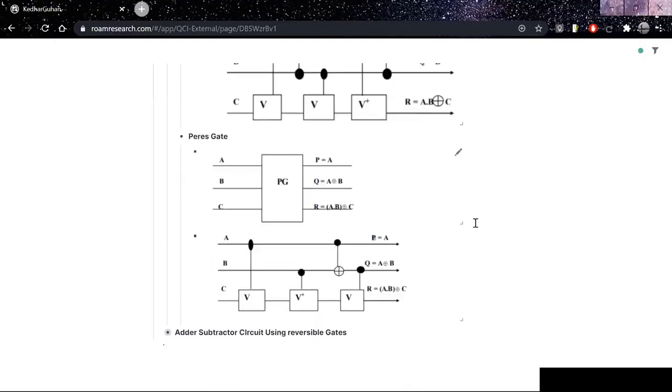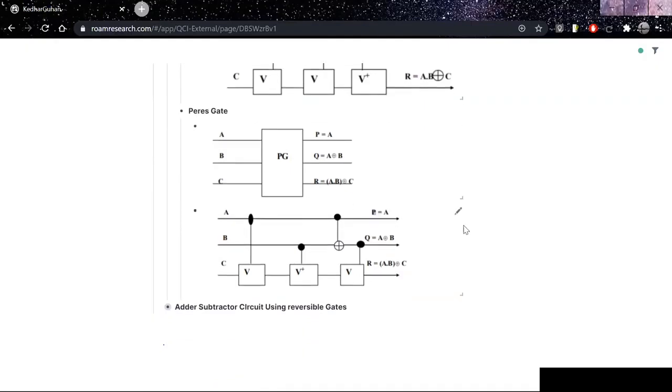Similarly, the Peres gate is right. I don't think I need to go into the details exactly, but you get the point, right? Or if you want, I can go through it.